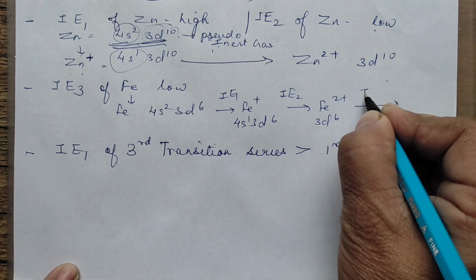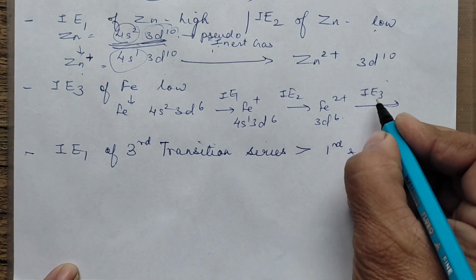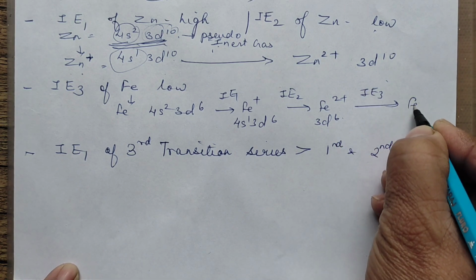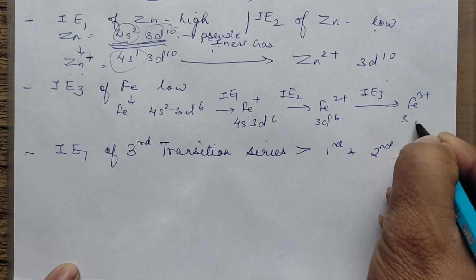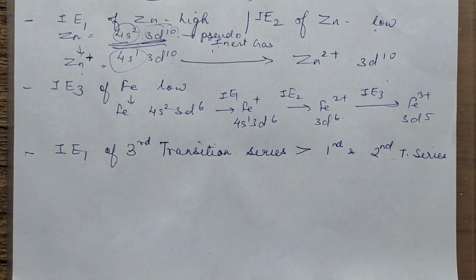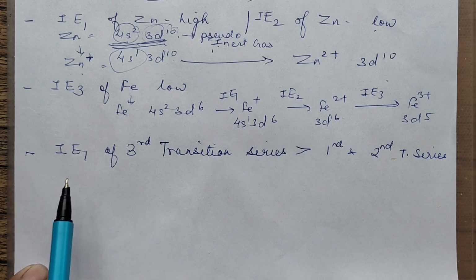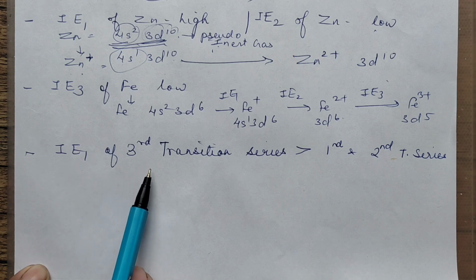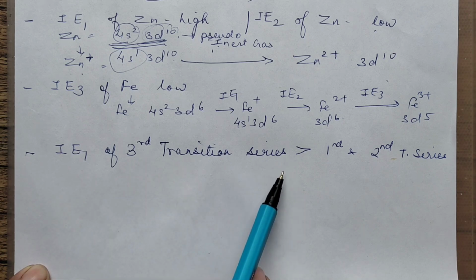Okay, so they are saying the third ionization enthalpy is low, meaning it will happily lose one more electron to become 3d5, that is a half-filled configuration. So it will lose one more electron readily so as to get a half-filled d orbital, which is very stable for it. Got it? Now the last question is that the first ionization enthalpy of the 3d third transition series is much higher, which I showed you in the graph.